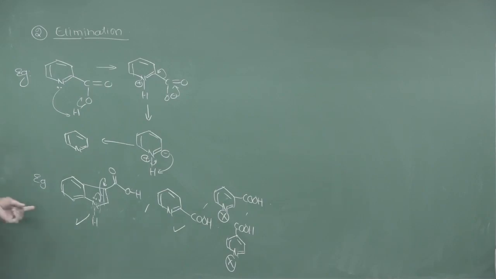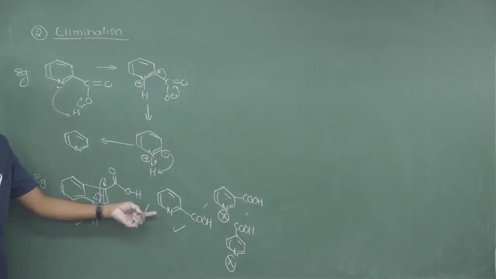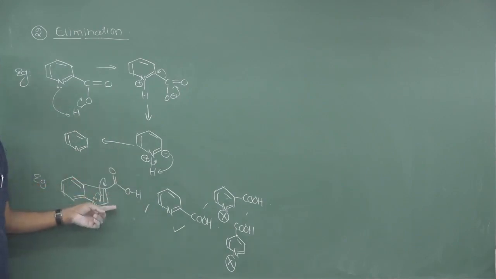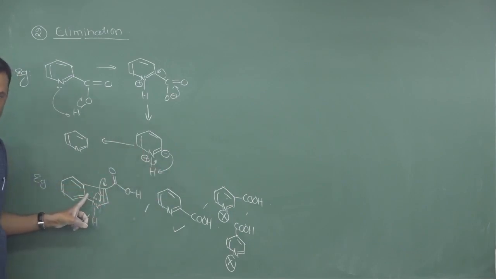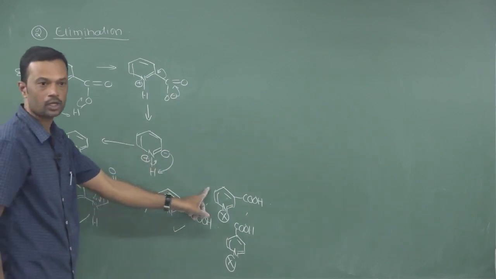This question is commonly asked in the CSIR exam. Identify the order of decarboxylation. One question is also given in heterocycles. This one and normal benzoic acid are given. This is first, and next this one, next benzoic acid. Order of decarboxylation.